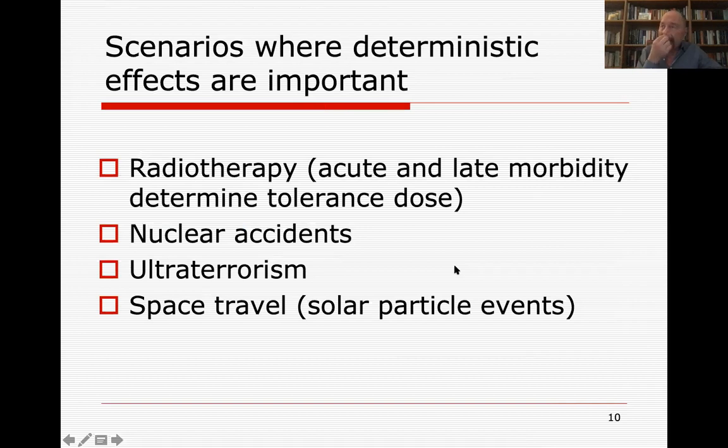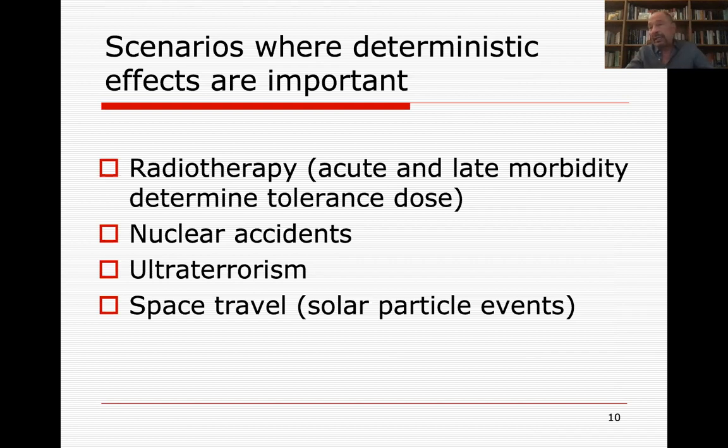Now, when are deterministic effects important? Well, the scenarios where they are important are, of course, radiotherapy. Radiotherapy, this is extremely important because it determines the tolerance dose, and the tolerance dose then tells you how much dose you can give to the tumor. So that's why you cannot give to the tumor a dose which is so high that you are 100% sure that you will sterilize the tumor, because you will have too strong morbidity.